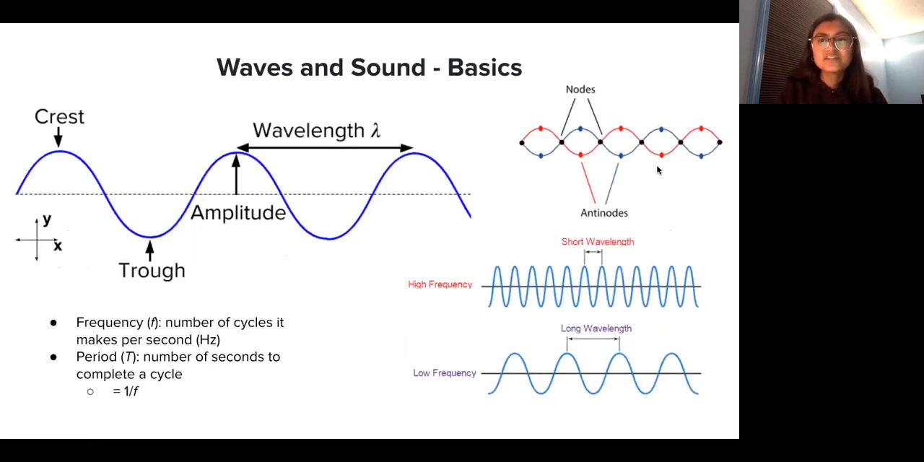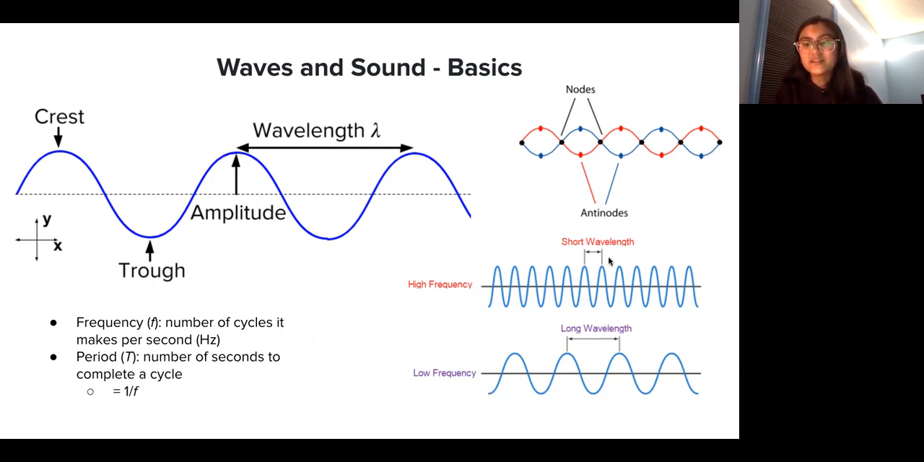Right now we'll move into waves and sound. Here's just a quick review. Your wavelength is the distance between two peaks or two troughs. Your amplitude is from the halfway point up. Your frequency is going to be the number of cycles your wave makes per second.